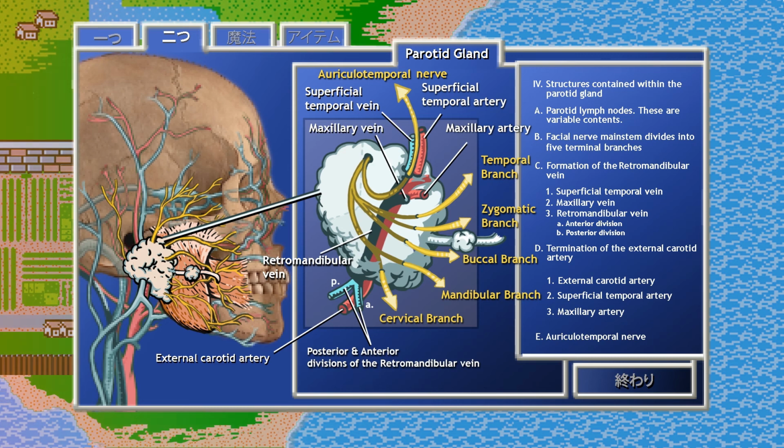So we have a network of structures contained within the parotid gland, and you want to be very aware of those structures, and you want to be thinking about structures in the face that are contained within the parotid versus structures which might be related to the parotid gland which are not contained within it and would not be affected directly by disease of the parotid gland.